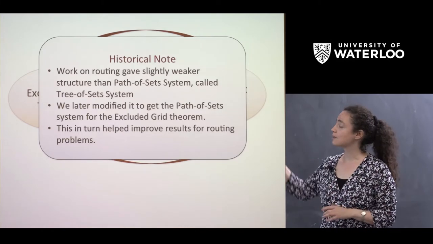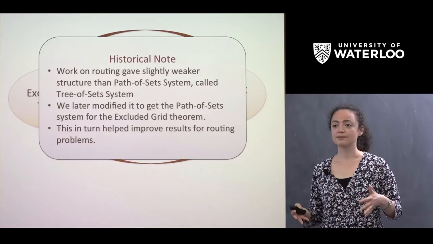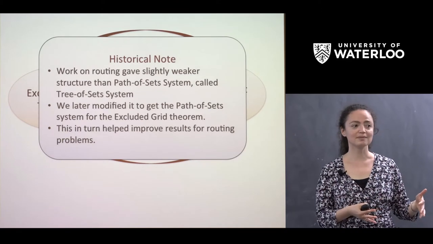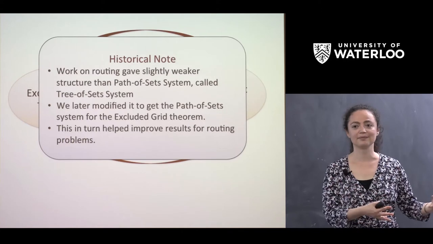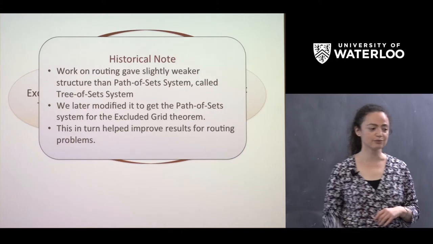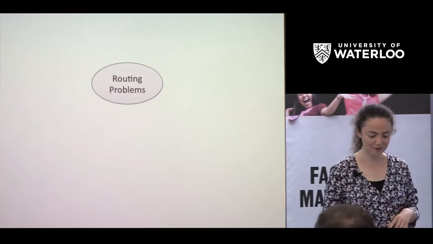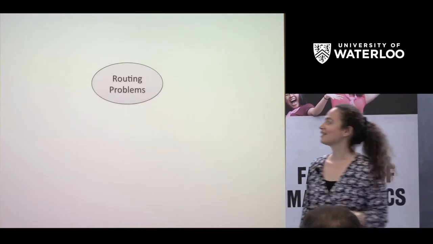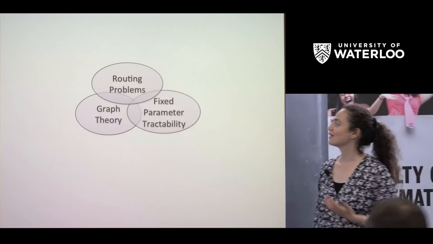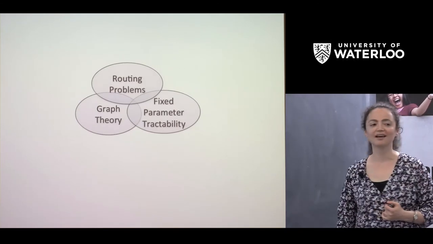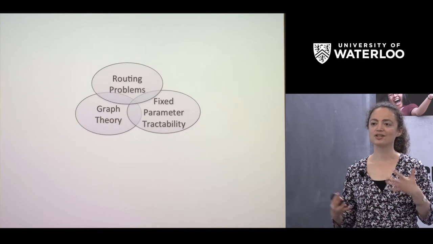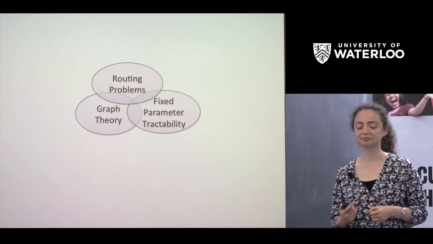And later, once we were able to construct the path of set system, we went back to the routing problems, and we realized that things become much simpler, cleaner, and you can do more there. So this path of set system seems to be really useful. I have been working for quite a few years on routing problems, and I find these connections to graph theory and fixed parameter tractability, which I didn't mention, to be very exciting. And I feel there should be more interaction and back and forth between these areas.